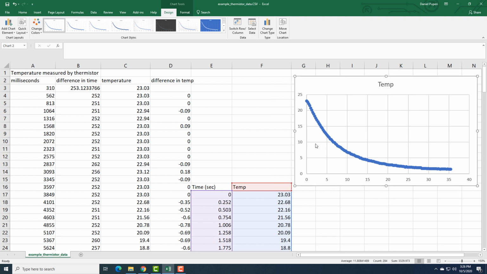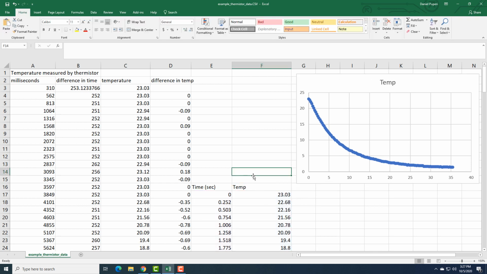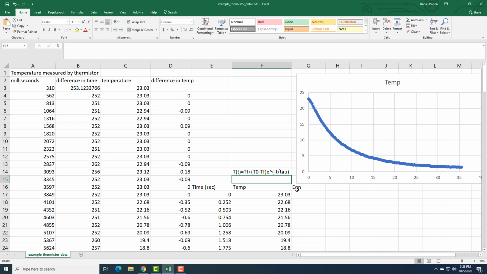Okay, so we want to calculate the time constant of this. The equation I said that we want to fit is our temperature as a function of time: T final plus T initial minus T final times e to the minus t over tau. Right, that's our equation, our model, if you will. So I'm going to put that in this column over here beside the temperature. And our job now is to translate this equation into an Excel equation.